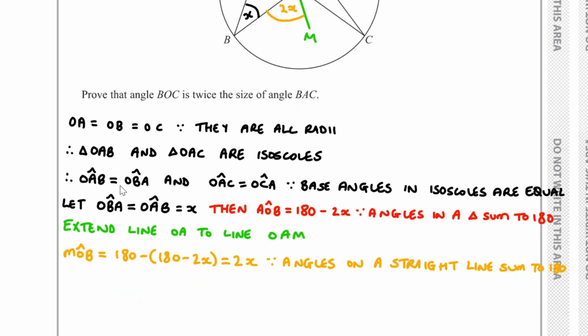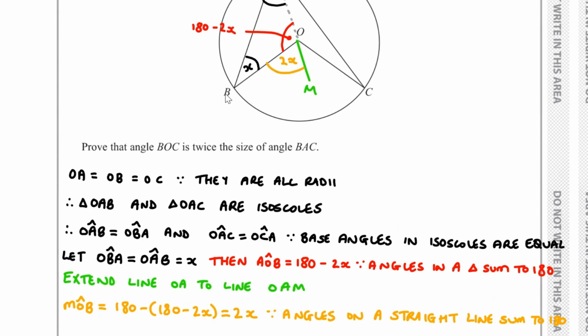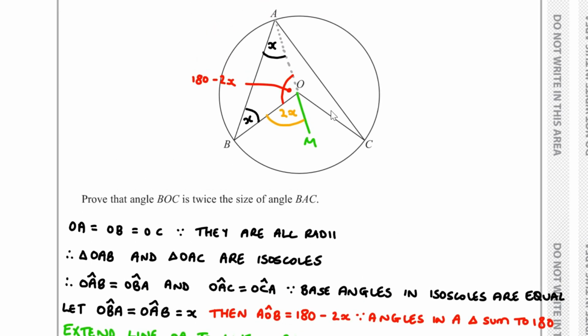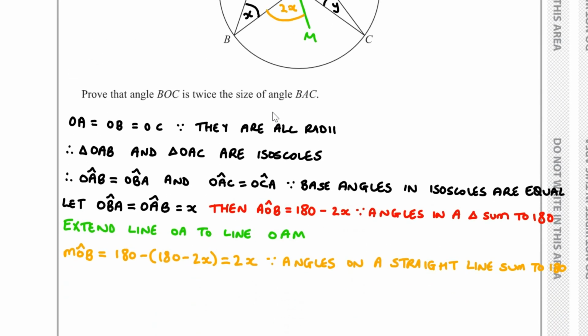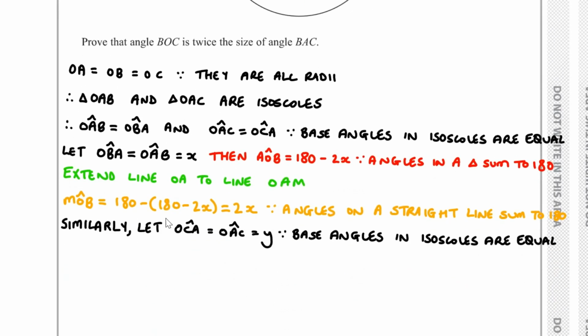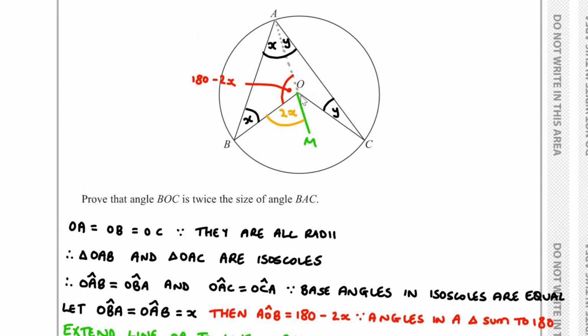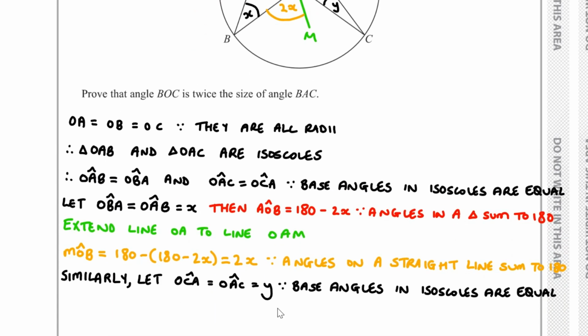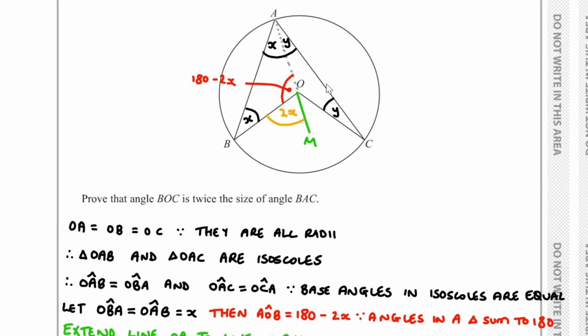Now let's follow a similar procedure. We will now let this angle here be y. Consequently, this angle over here will also be y. So let's just write that down. So we will let OCA equal OAC. That's what we see here. And that's because these two are equal because base angles in an isosceles are equal. So we will let these two equal y.